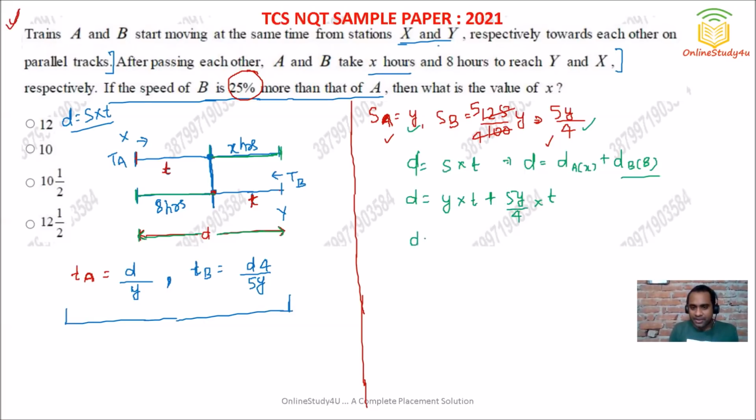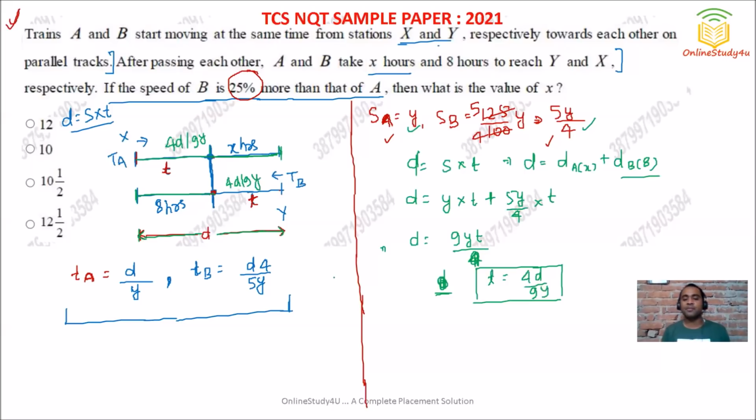Now distance will be equal to 4y. So this total will become 9yt by 6. Okay, no, I'm sorry, it is 4, right? Because 4t plus 5t will be nothing but 9t. So 9yt by 4. So now I can say from here that t will be nothing but 4d by 9y. So this is nothing but the meeting time. I mean, they are meeting after t hours. So this will become 4d by 9y, and here also I can write 4d by 9y.